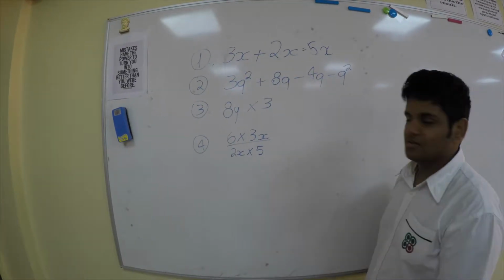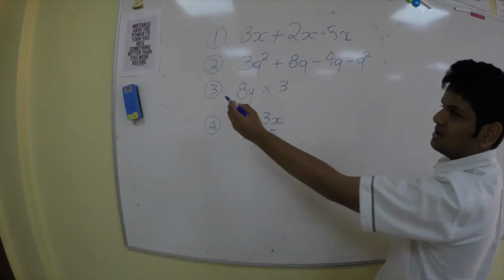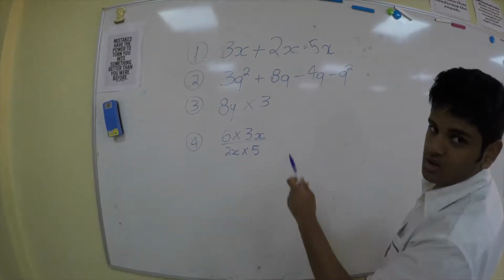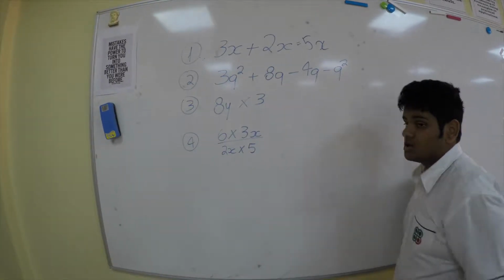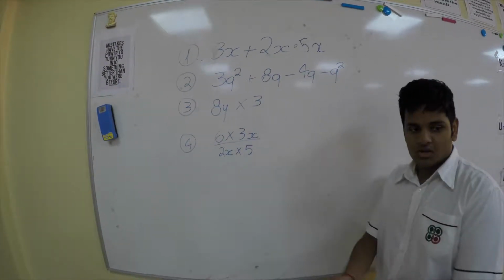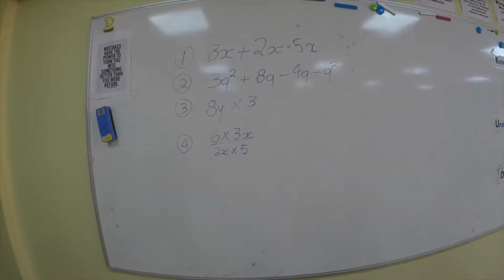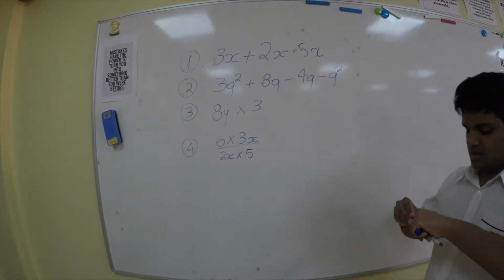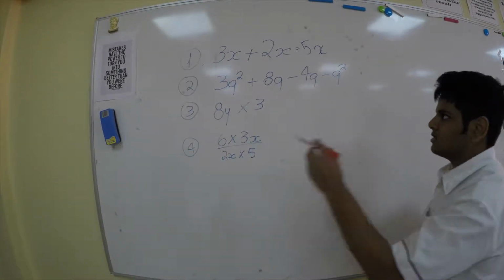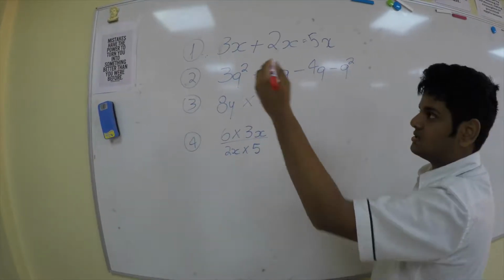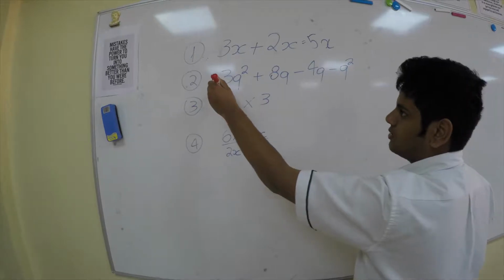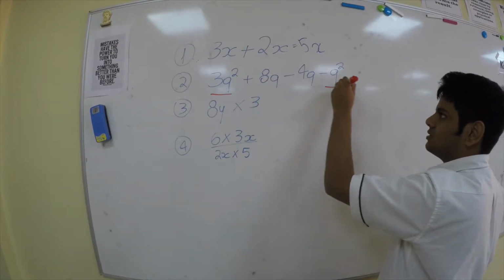Okay, so let's see here a bit more complicated question with 3q squared plus 8q minus 4q plus q minus q squared. So what you want to do here is collect like terms. So I'm just going to grab my red marker and underline the like terms. So let's first of all do the q squares. Keep the polynomials with the highest value first. So like 3q squared and q squared.